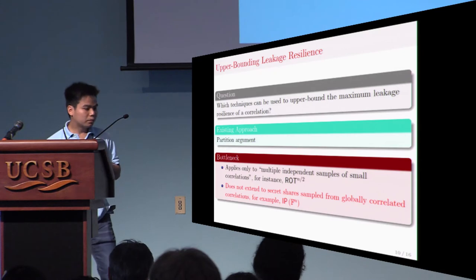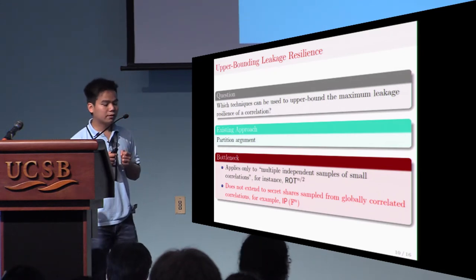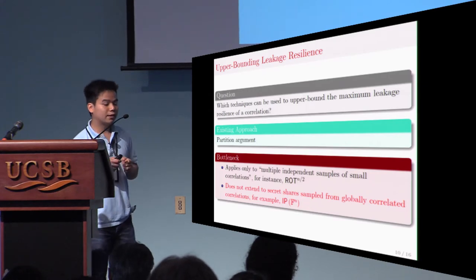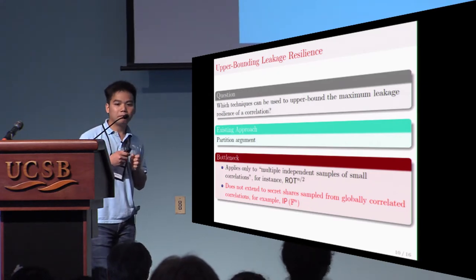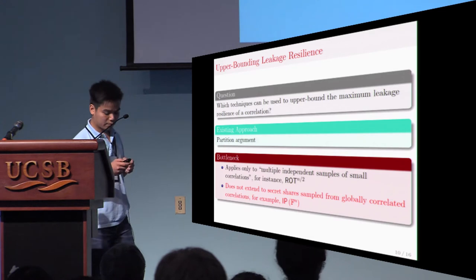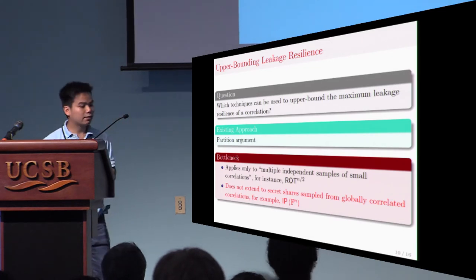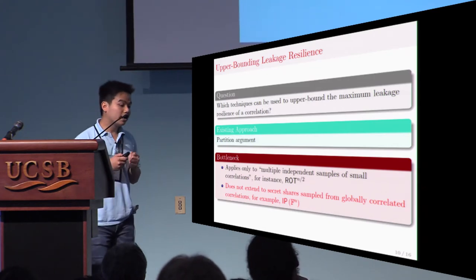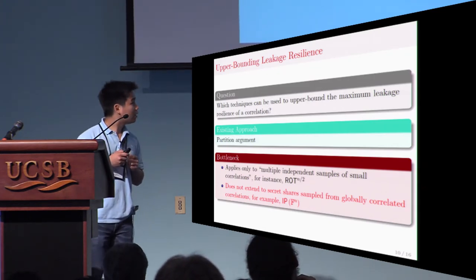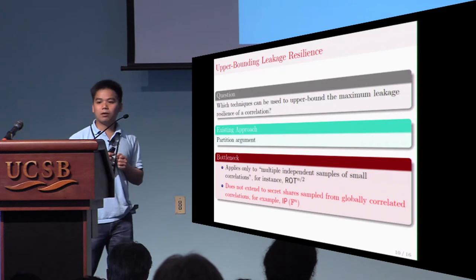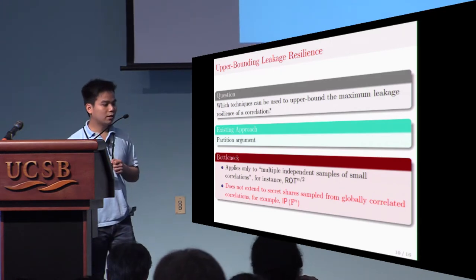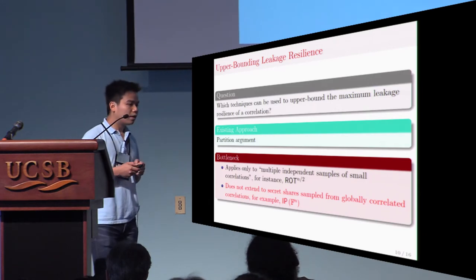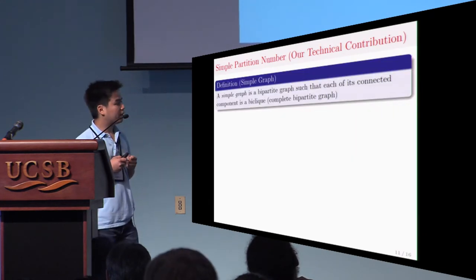For instance, we can use a partition argument to show that the correlation ROT to the power of n by 2 is resilient to at most n by 4 bits of leakage. However, this technique does not extend to correlations which are sampled from globally correlated distributions, for example, the inner product correlations. So to overcome the bottleneck, we introduce a new measure, namely the simple partition number.